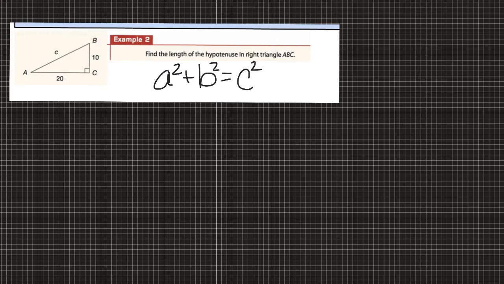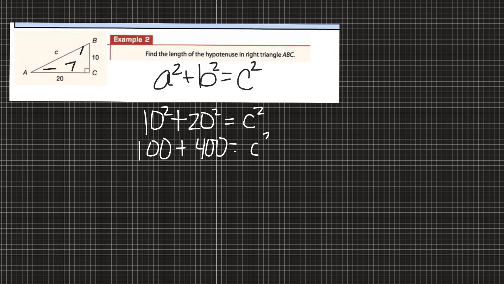But in this case, what is across from the A? Well, if we look at our picture, there's that 10. So it's 10 squared plus b. What's across from my B? 20. So 10 squared plus 20 squared is equal to c squared. Well, 10 squared is 100, and 20 squared is 400, is equal to c squared. So 100 plus 400 is 500, is equal to c squared.